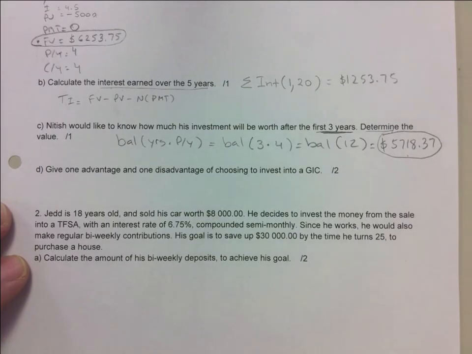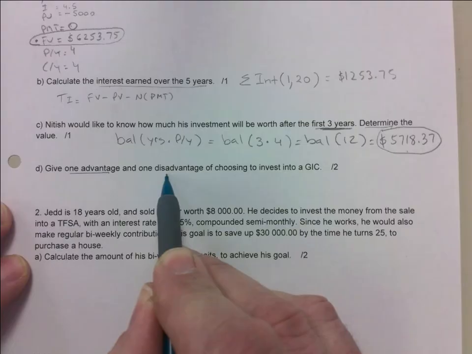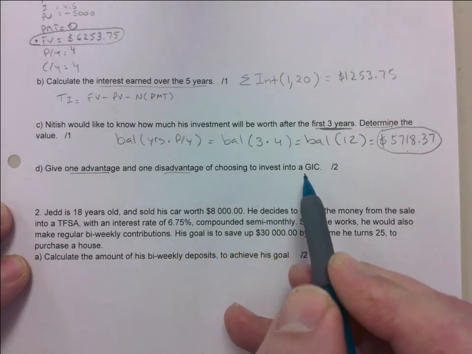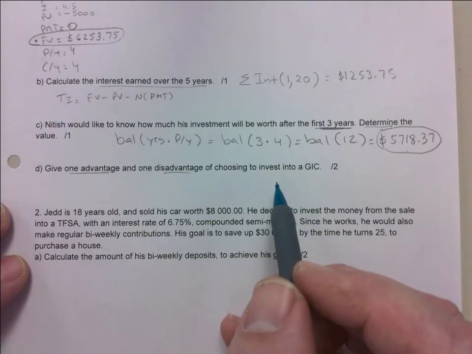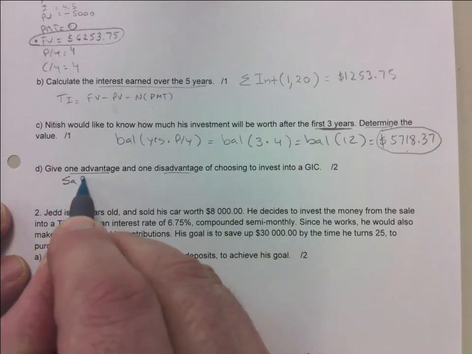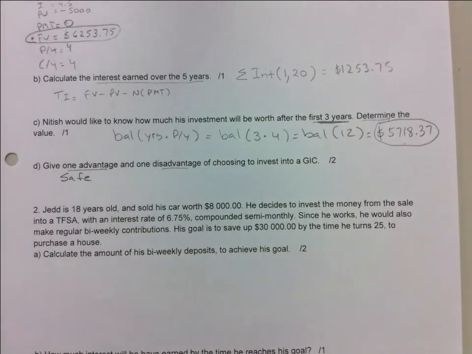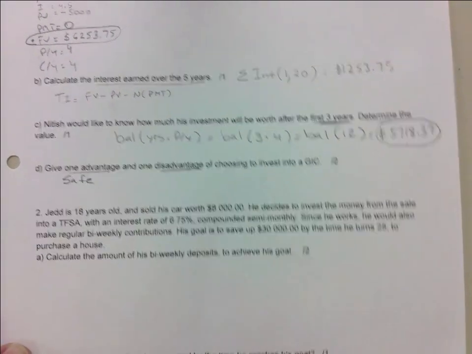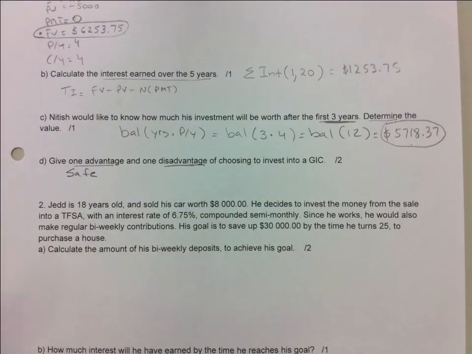No problem. Okay? Give one advantage and one disadvantage of choosing to invest into a GIC. What's an advantage? It's relatively safe. Yes, I'm just going to go short and sweet here, okay? It's a relatively safe investment. What about a disadvantage? You can't withdraw early, exactly, it's locked in. What's another disadvantage? Lower returns, yeah. In general, lower compared to the stock market.